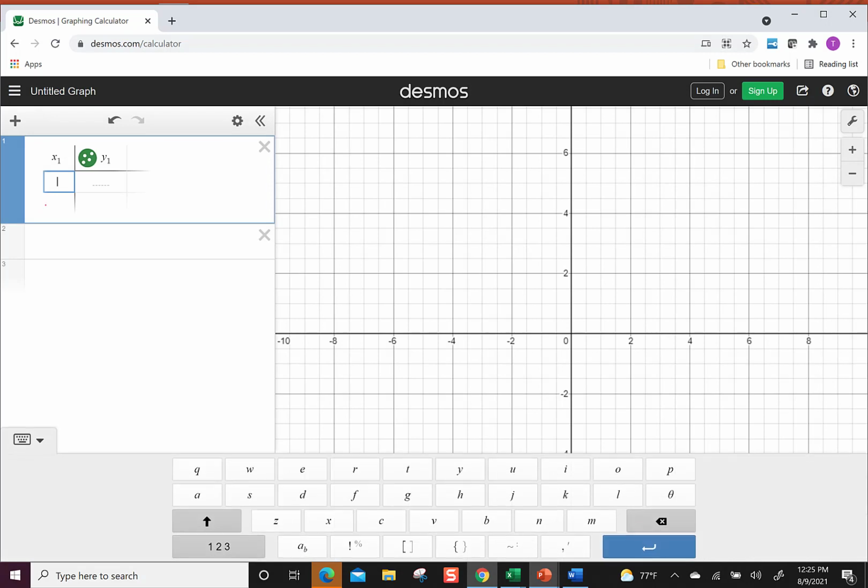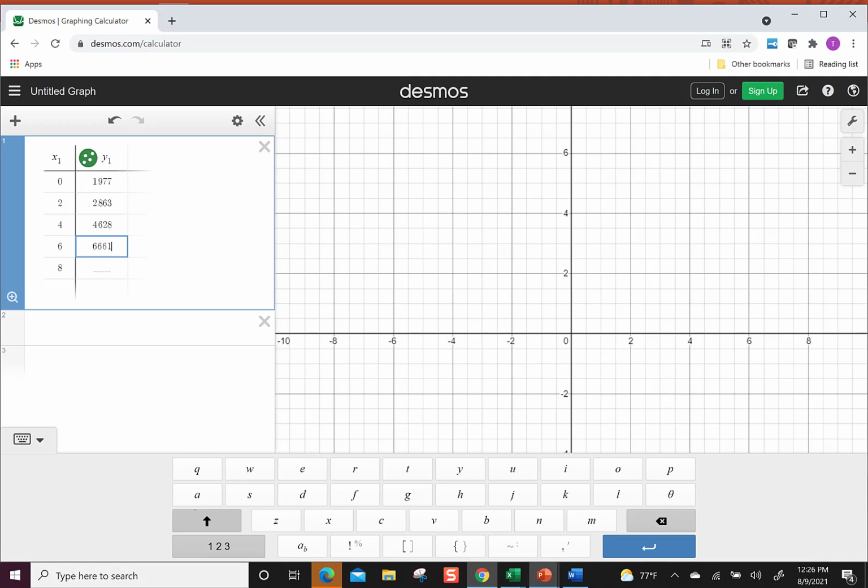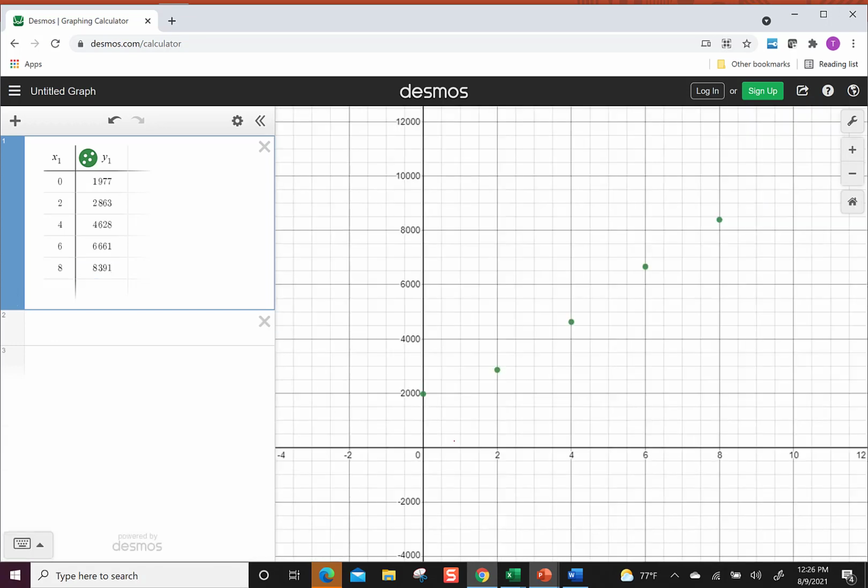I will add my table, put in the years 0, 2, 4, 6, and 8. And then I'm going to go back to the top and put the number of breweries. So 1977, 2863, 4628, 6661, and then 8391. I hit the zoom. Look how nicely these line up, so I'm expecting a really good correlation coefficient this time.